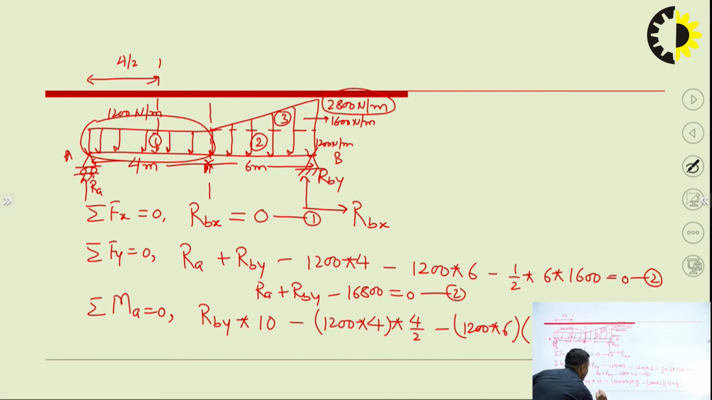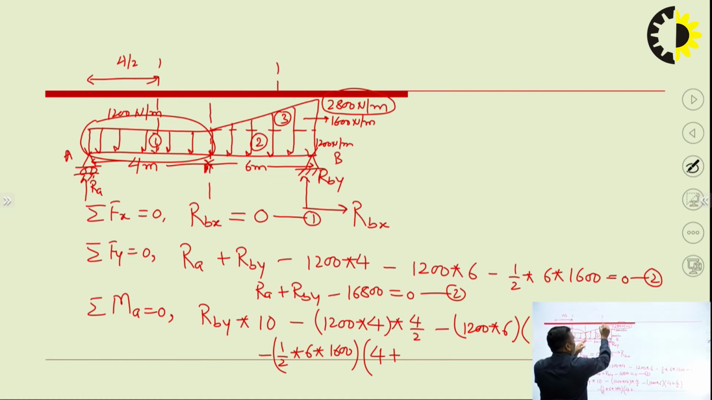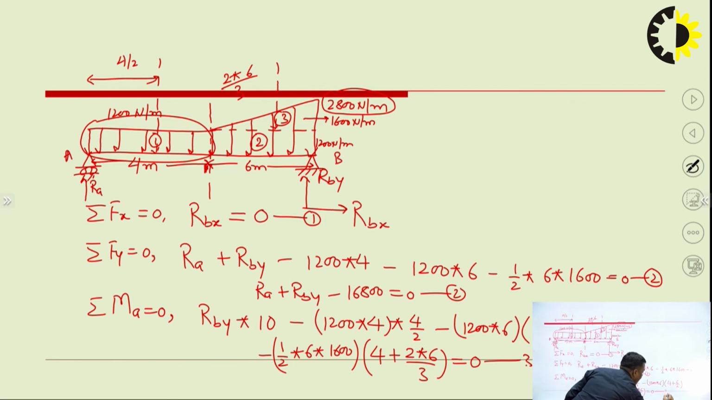So now I am writing with the UVL also. Minus half into 6 into 1600. That is the UVL load. How far is it? 4 plus, at what distance from here will its centroid be? 2L by 3. 2L by 3. So 2L is 6. So 4 plus 2 into 6 by 3. RBY is at 10 meters.